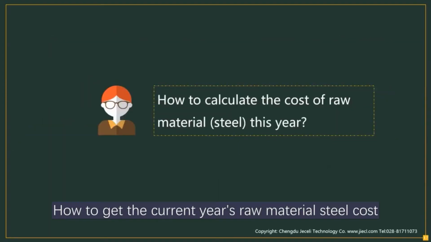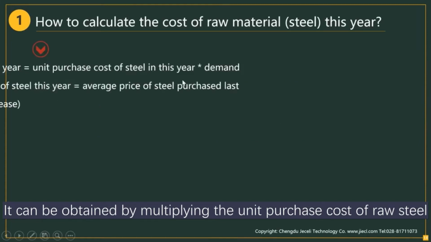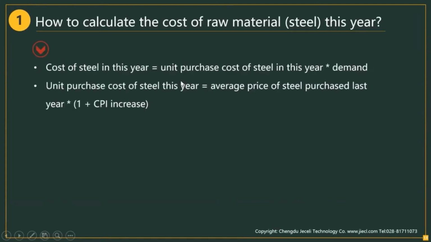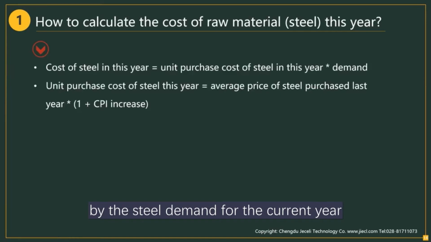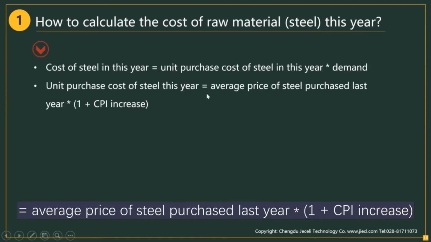How to get the current year's raw material steel cost? It can be obtained by multiplying the unit purchase cost of raw steel by the steel demand for the current year. Unit purchase cost of raw material steel for the current year is equal to the average price of steel purchased last year times 1 plus the CPI increase.